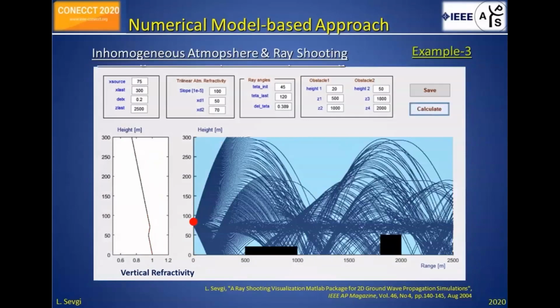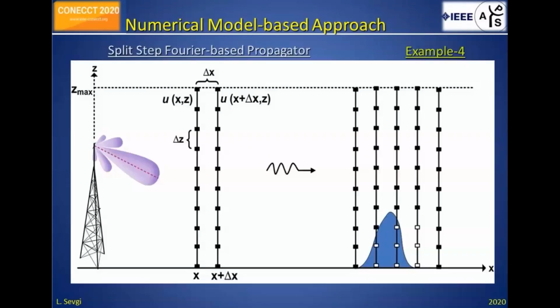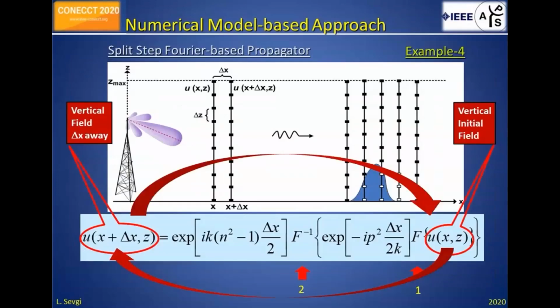So another example is shown here. This is a numerical-based approach, although there is one simple equation also. Most of you may know that we have split-step Fourier-based propagation problems, vertical transverse domain and horizontal domain. So this is a two-dimensional propagation problem. And a four-step solution can be obtained here.